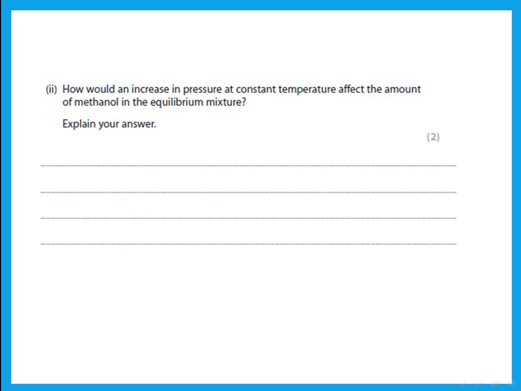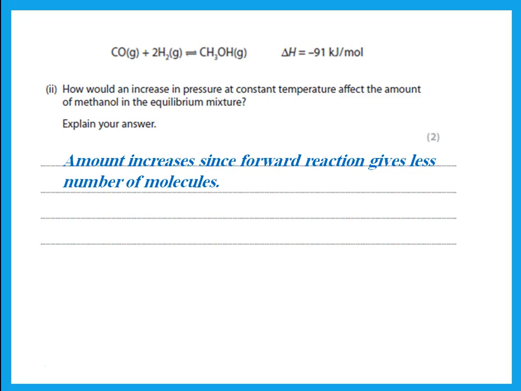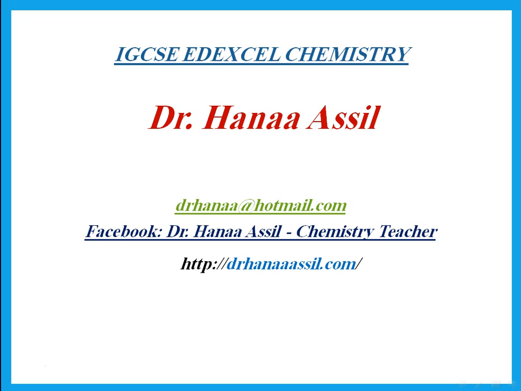How would an increase in pressure affect the amount of methanol? Again, let's look at the equation. We said if I increase pressure, the reversible reaction goes to the side that has less number of molecules. If we increase pressure, it goes to less number of molecules. So if it goes forward, it gives 1 molecule of methanol. If it goes backward, it will give 1 CO and 2 H2. That means 3. So in this case, increasing the pressure will go forward to give less number of molecules, and that means it will give more methanol, so the amount of methanol increases.